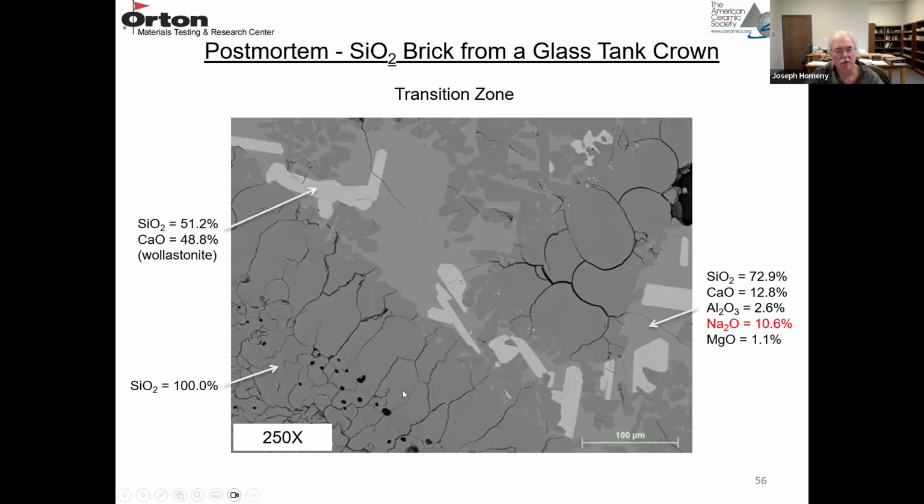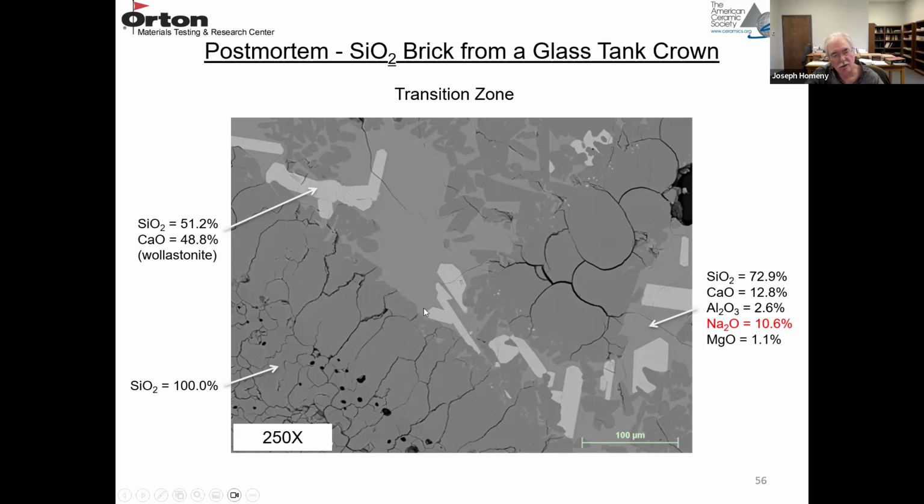If you go to higher magnification at this transition zone, you can see a silica aggregate here and the individual silica crystals. This bright phase here is the wollastonite. And then this phase here, in a little bit lighter gray than the silica, is the glass phase. So it's about 73% silica, 13% lime, and 10% Na2O. So this is where the Na2O is penetrating.